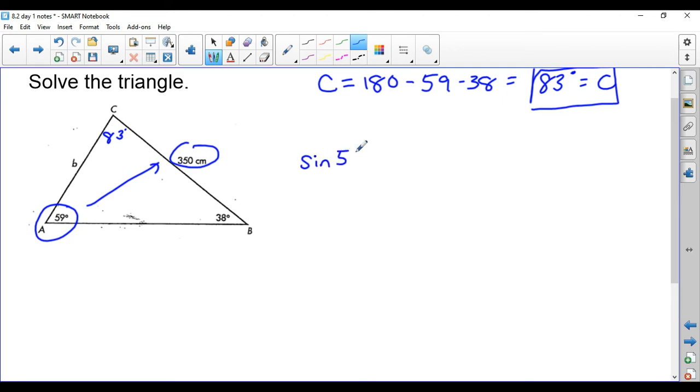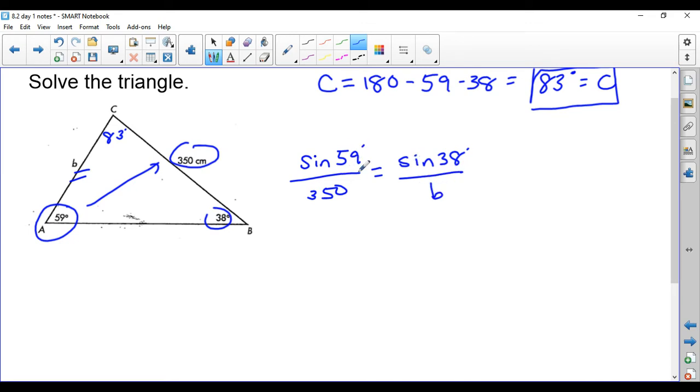The sine of 59 over 350. And then I'm going to pick what I find next. So if I want to find the length of B, B is opposite the 38 degree angle. So sine of 59 over 350 equals sine of 38 over the length of side B. I'm going to take this equation and solve it for B.